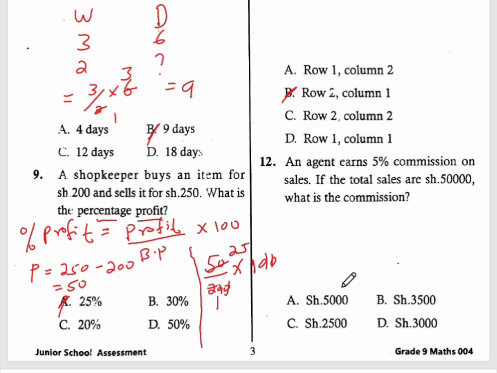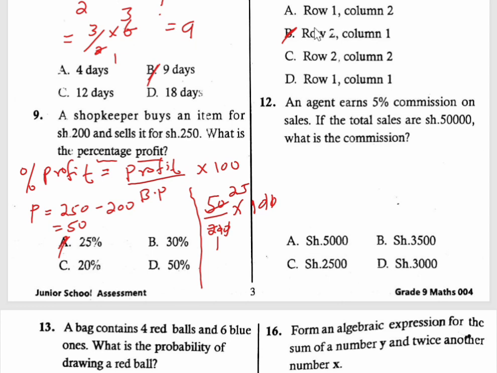Let us continue to question number 12. An agent earns 5% commission on sales. If the total sales are 50,000 shillings, what is the commission? So you know that the commission is a percentage of the sales. She's given 5%. So this is 5 over 100 multiplied by the sales, which is 50,000. If you multiply this, I can see 0 by 0, 0 by 0. This is 500 multiplied by 5. And you get the answer 2500. And therefore, the correct answer is C, 2500.